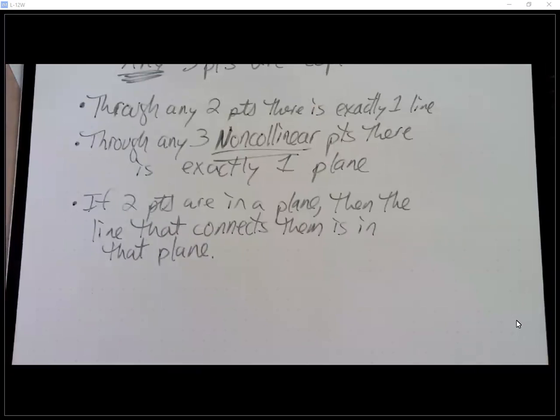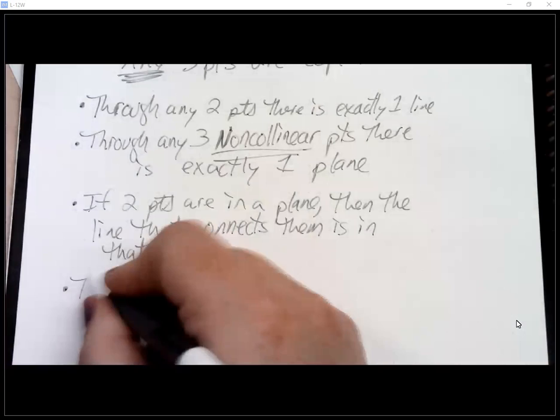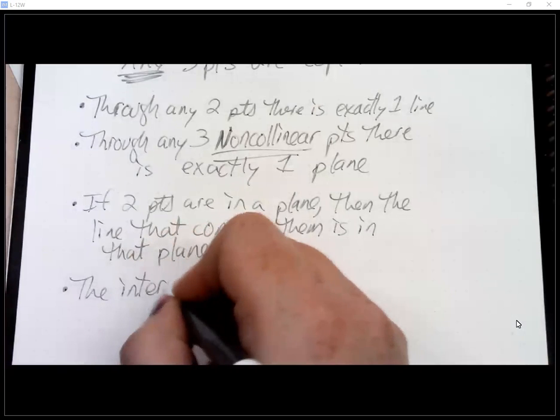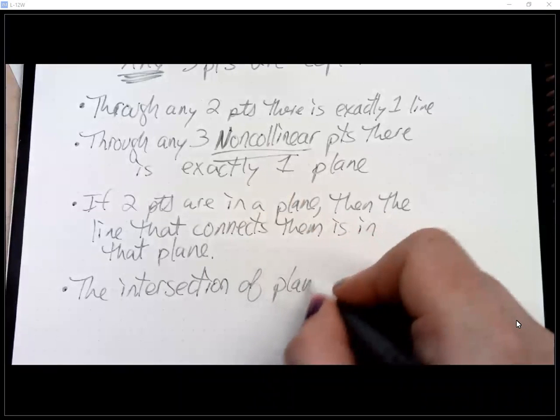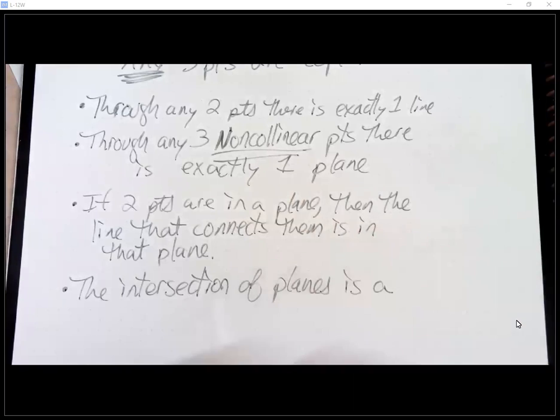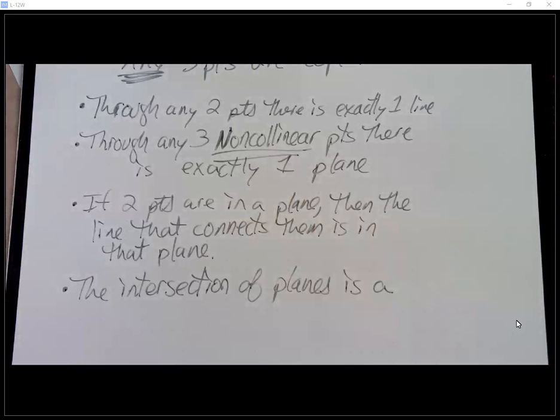And the last of our postulates is that the intersection of 2 planes is... anybody care to guess what type of figure? If you have 2 planes that really do meet, what does that intersection look like? Is it a point, a line, another plane, a ray? If you have 2 planes and they meet, what does that intersection look like? Let me give you a visual.